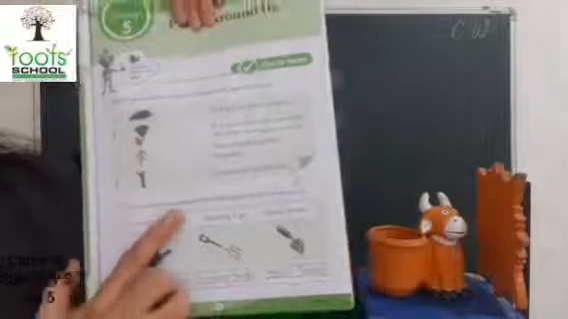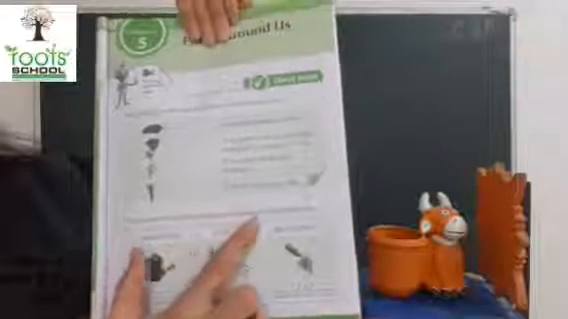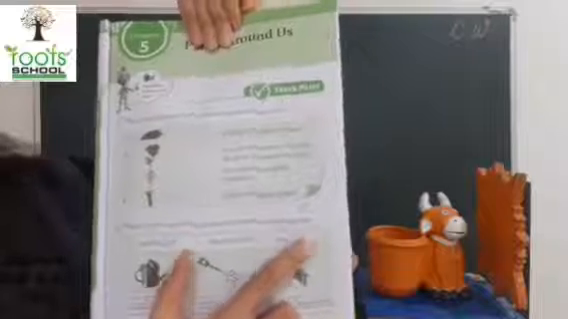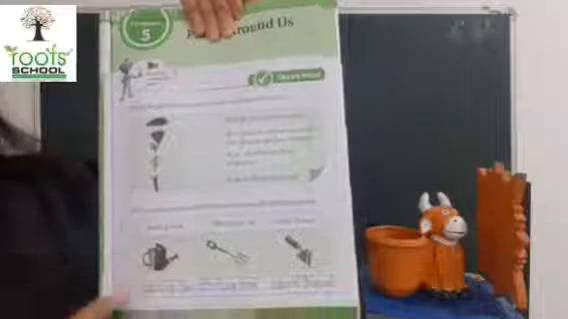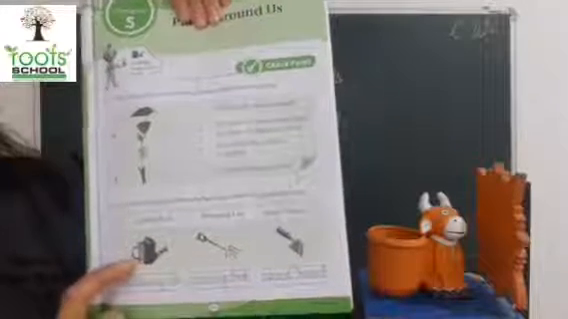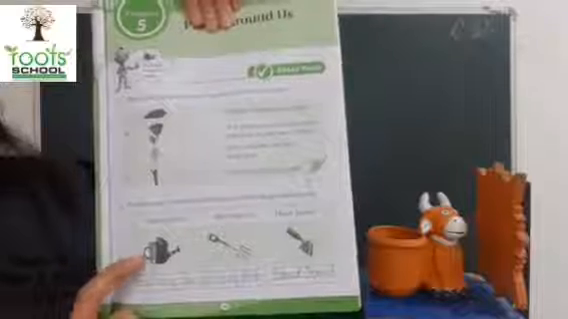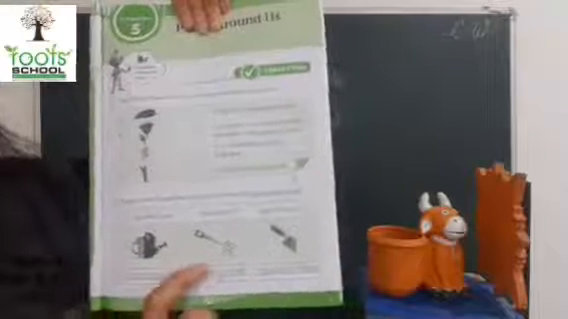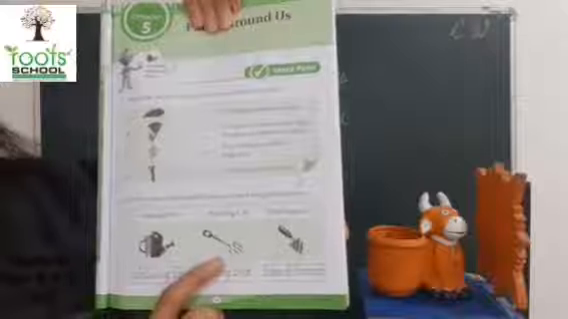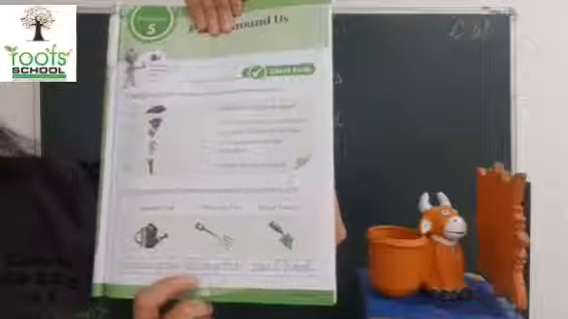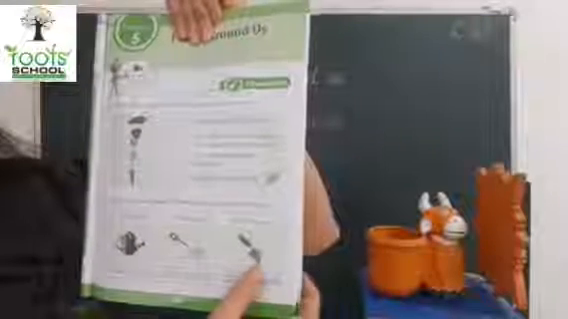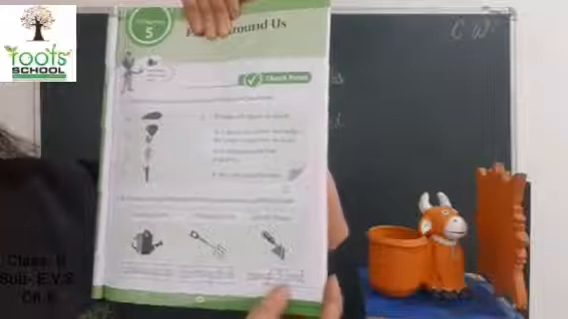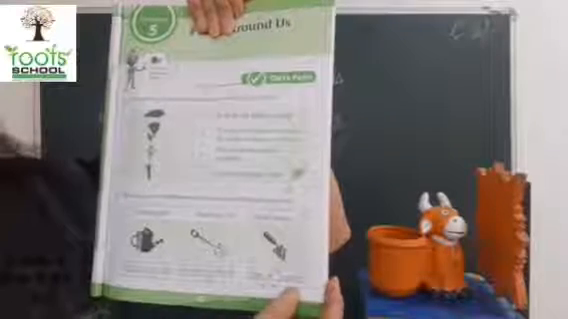Pick the correct word from the box and name the gardening tools. These are the gardening tools and you have to write the right name for each. This one is watering can. What is it? It is a spading fork. And what is it? Hand trowel. This you have to do today.